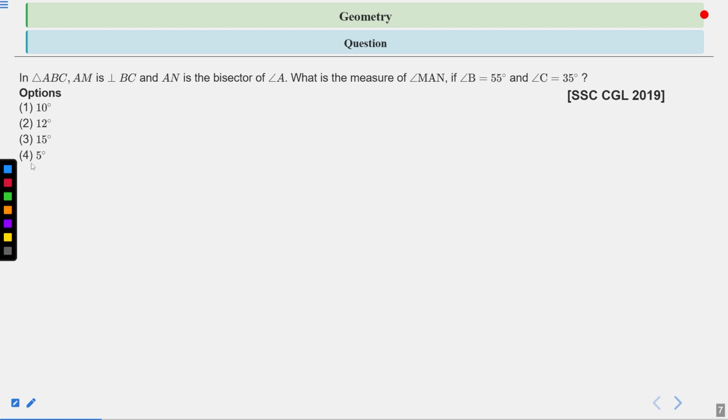In a triangle ABC, AM is perpendicular to BC and AN is the bisector of angle A. What is the measure of angle MAN if angle B is 55 degrees and angle C is 35 degrees? This question was asked in the SSC CGL exam in 2019. There are four options: first is 10 degrees, second is 12 degrees, third is 15 degrees, and fourth is 5 degrees. Now you have 10 seconds to analyze the question. Your time starts now. Now time's up. Let's see the solution of this question.